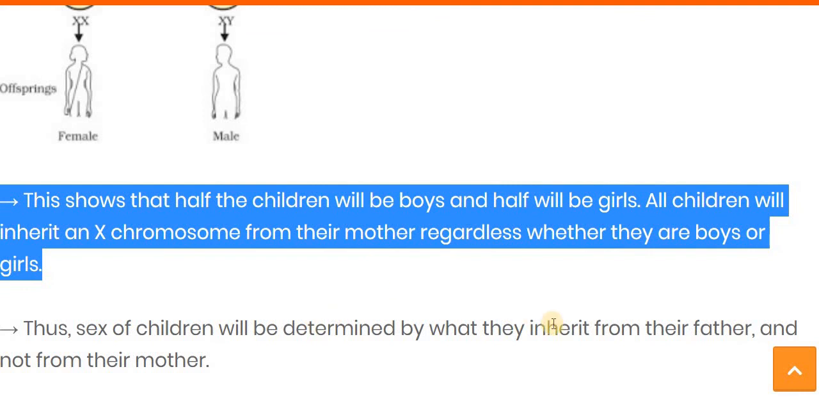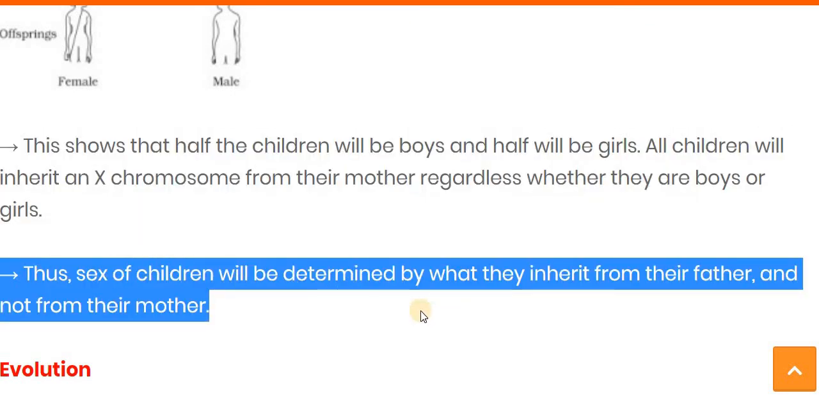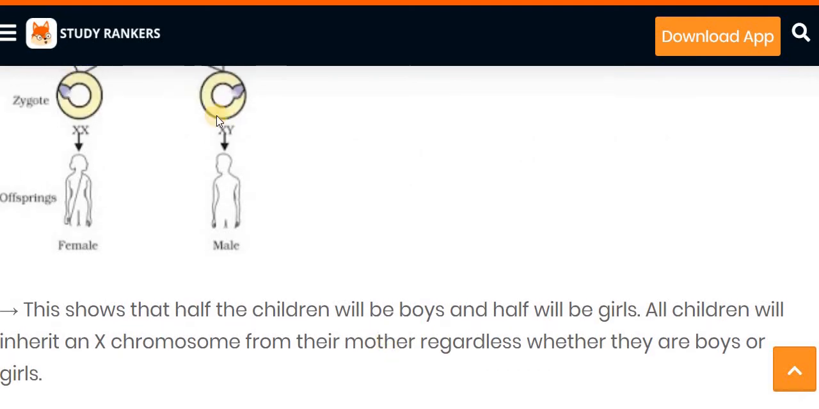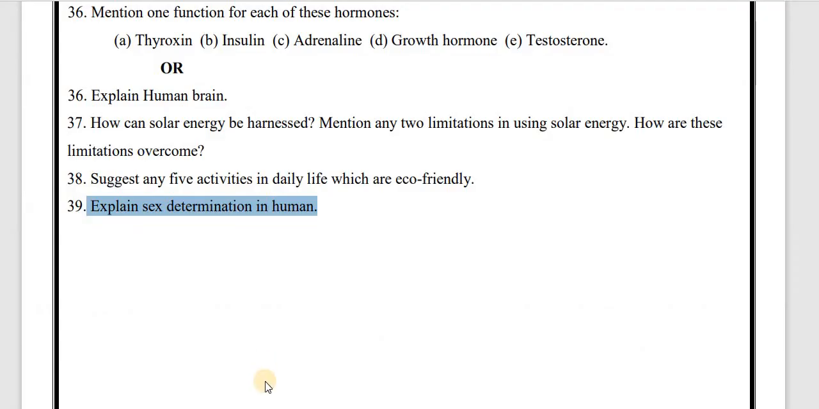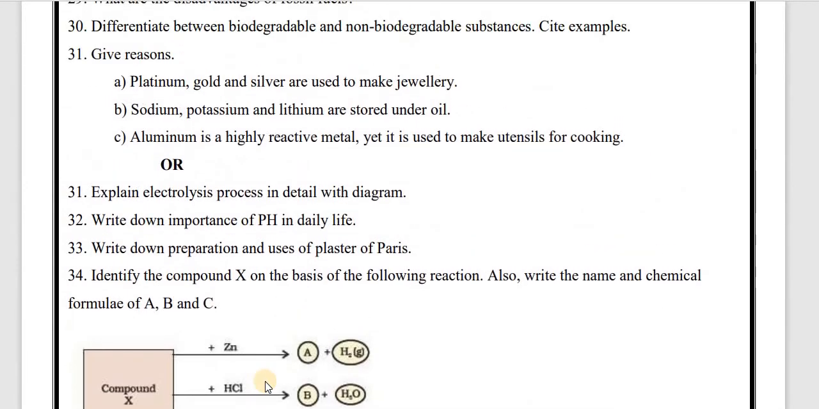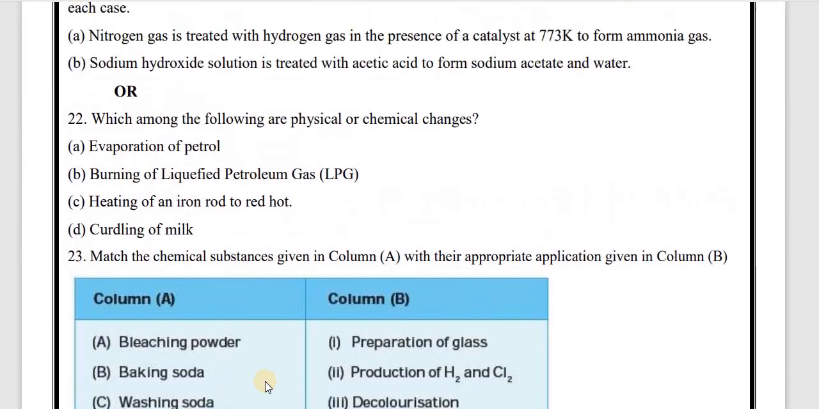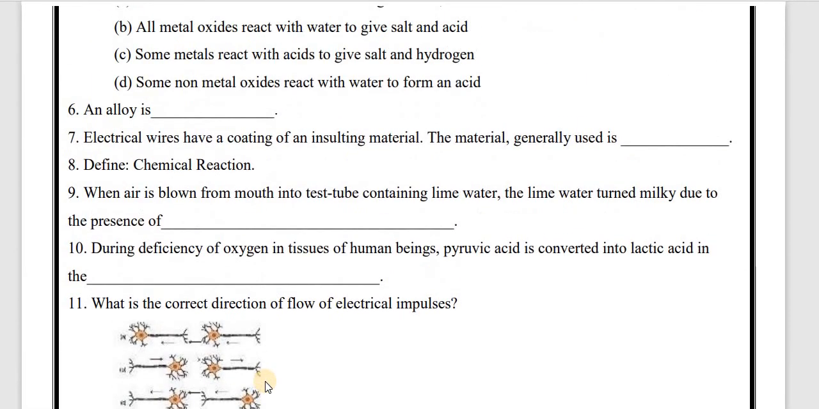So all children will inherit an X chromosome from their mother, regardless of whether they are boys or girls. Thus we can say that the sex of children is determined by what they inherit from their father and not from their mother. So your solution part is done. I hope you all understand all these questions, and also revise them. Thank you.